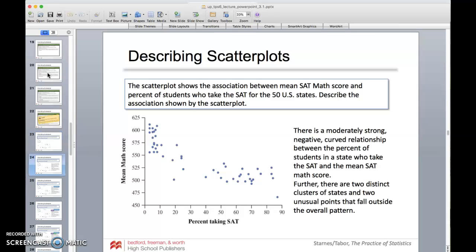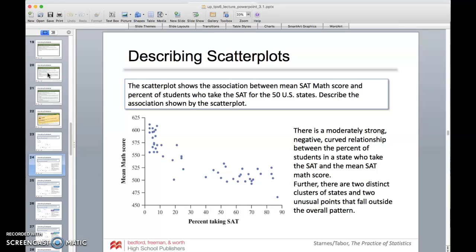So to describe the data, there is a moderately strong negative association. If we were to draw a line through there, you could see that it's pretty tight about that line. There's a curved relationship. It doesn't look really straight, so it's curved or nonlinear, between the percent of students in the state who take the SAT and the mean SAT score. Now, notice the context of that description. You know exactly what the variables are.